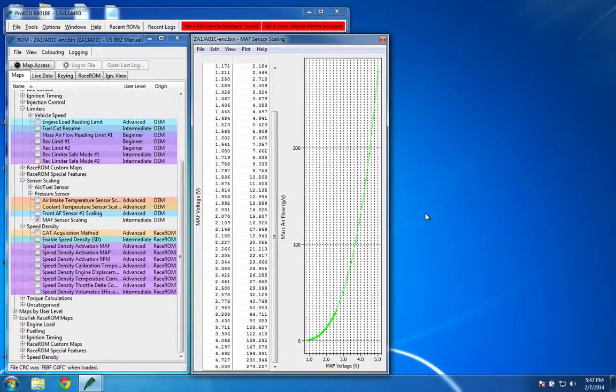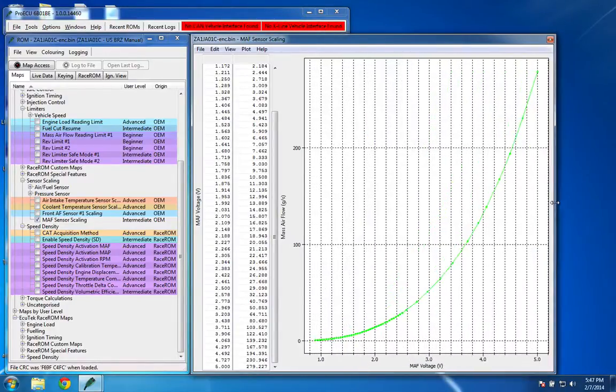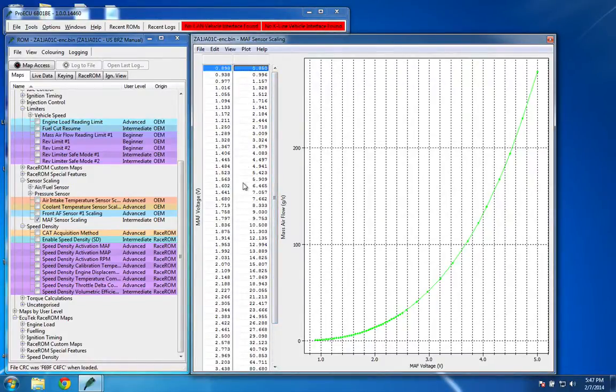The benefit to a mass airflow system is that it's really good at measuring airflow at low speed. You can see down here they give you lots of calibration points. It's very straightforward to set up. There's not a whole lot of points you have to worry about when you're trying to dial things in. It's basically easy mode as far as load calculation goes.